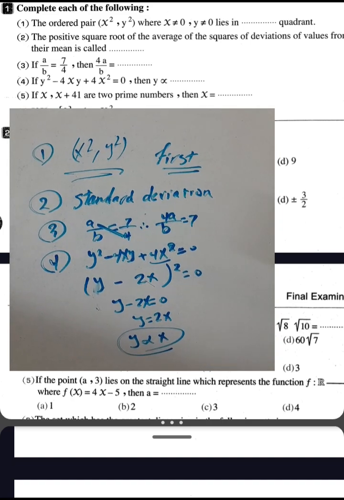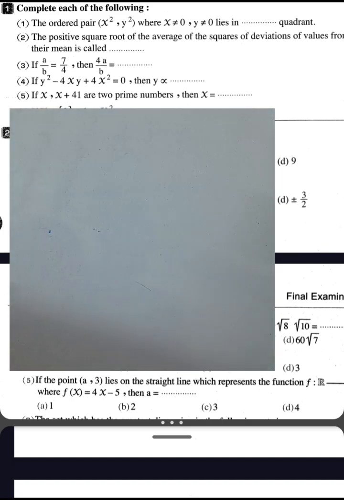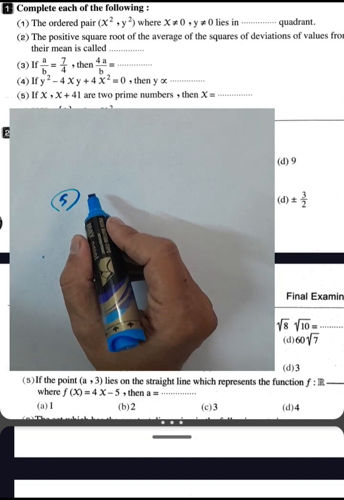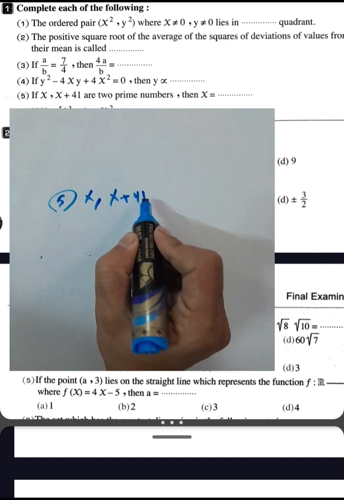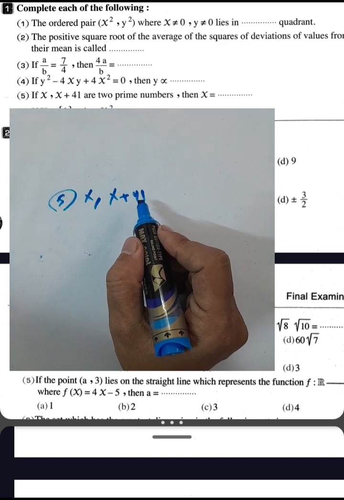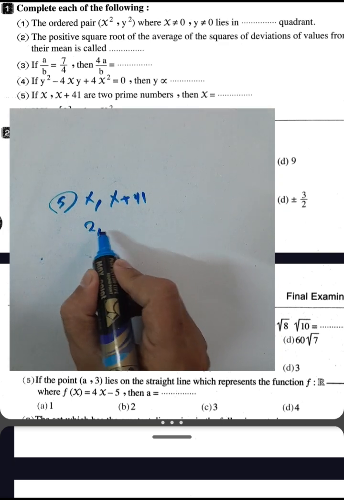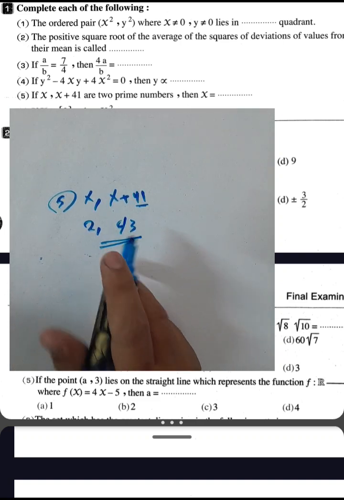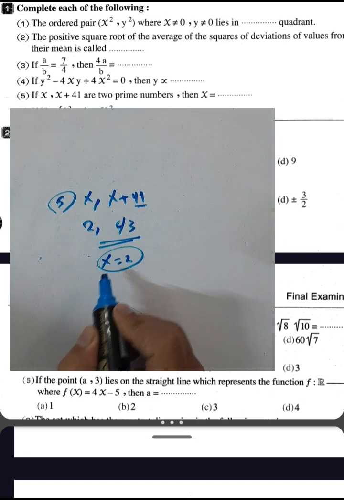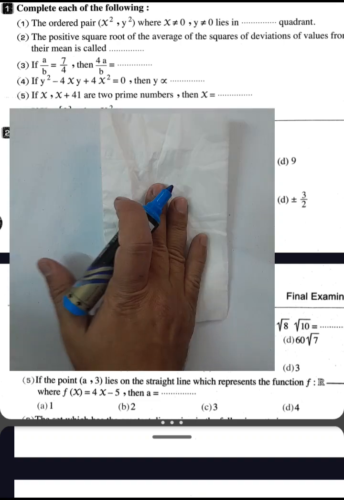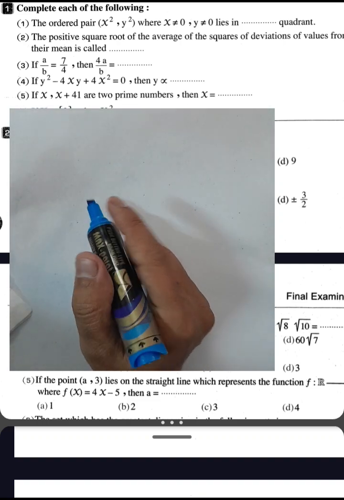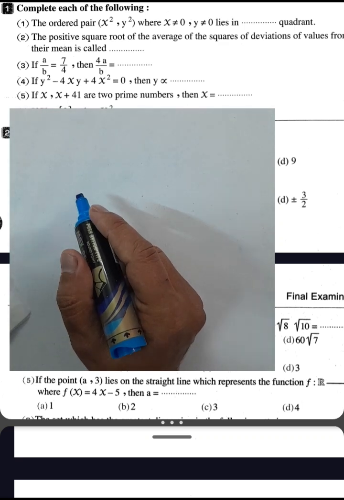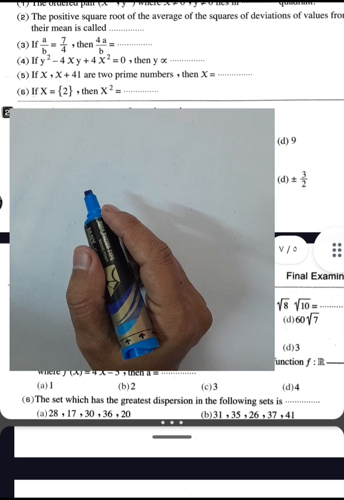Question number 5. If x and x plus 41 are two prime numbers, then x here will be 2. 2 and 2 plus 41, then the result will be 43. We called it 43. The value of x here equal to. And we know any prime number has only 2 factors, can divide it by itself and 1 only. So we must put x equal to 2 here. Smallest even prime number was 2.